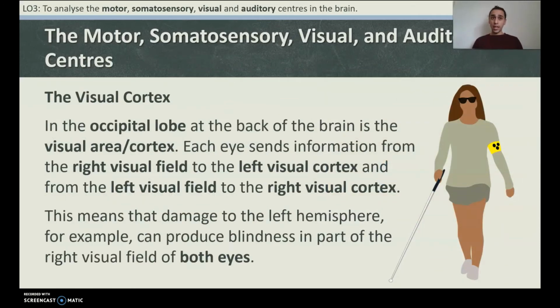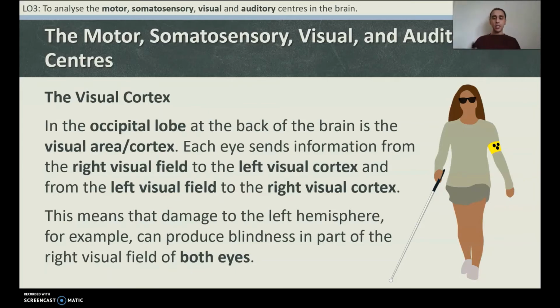Visual cortex. The visual cortex is in the occipital lobe at the back of the brain. Each eye sends information from the right visual field to the left visual cortex and the left visual field to the right visual cortex. So that's not the left eye and the right eye, it's the left visual field. Both eyes look on the left and the stuff that we see on the left goes to the right hemisphere, and essentially your nose is the center, so anything to the right of your nose gets processed by the left hemisphere of the brain.